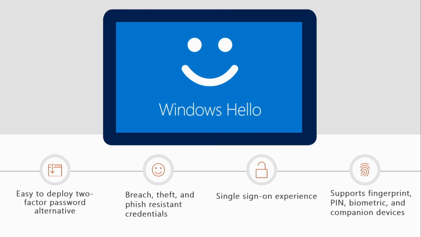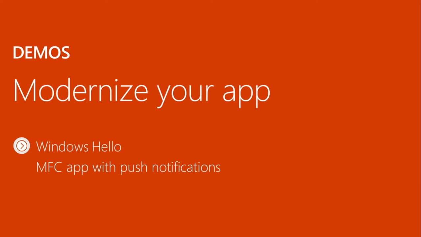So let's go to Visual Studio, and I'm going to show you how we can take our WPF app and add the Windows Hello API to it.